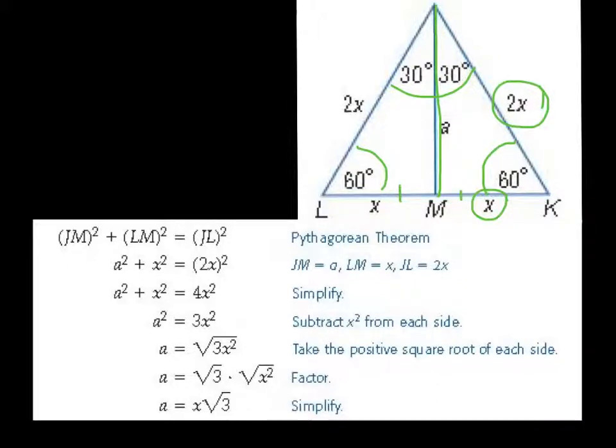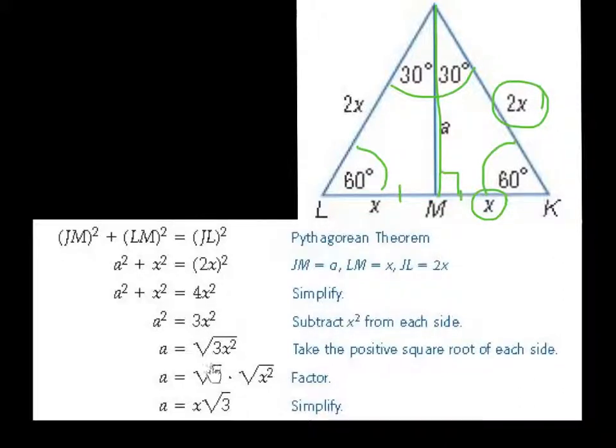And then we use Pythagorean theorem to find our missing side of the right triangle. So we have a squared plus x squared equals hypotenuse squared, which is (2x) squared. Notice I put parentheses around it because we need to square that too, as well as the x. So we have a squared plus x squared equals 4x squared. Subtract x squared from both sides, and then take the square root.